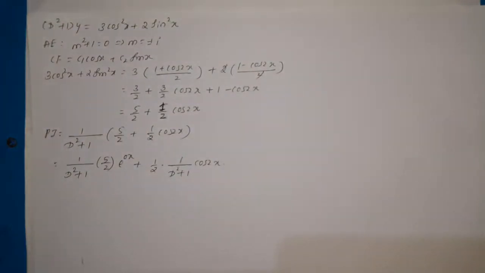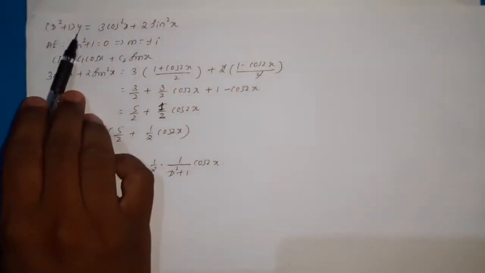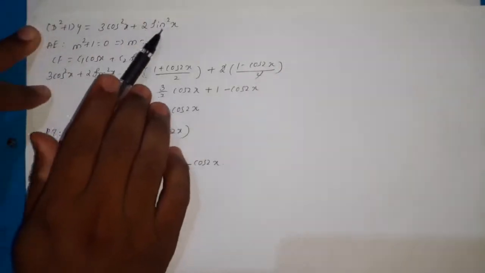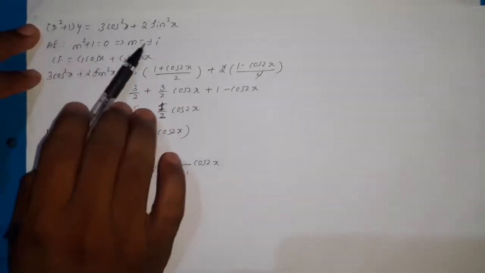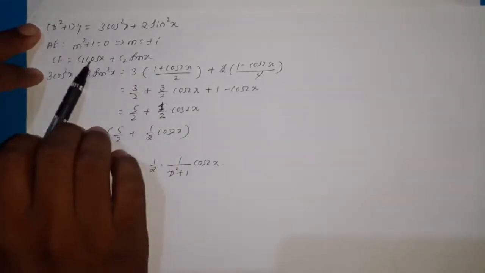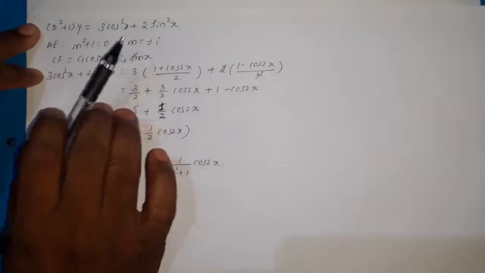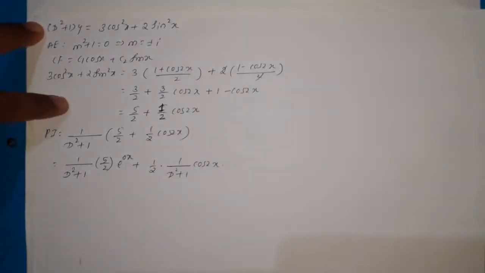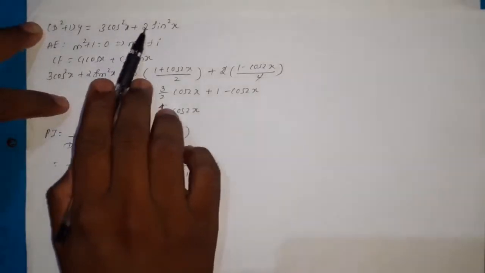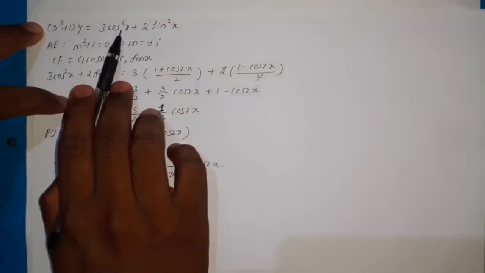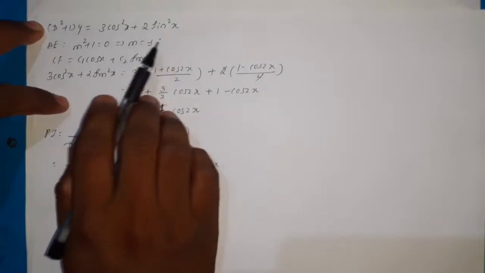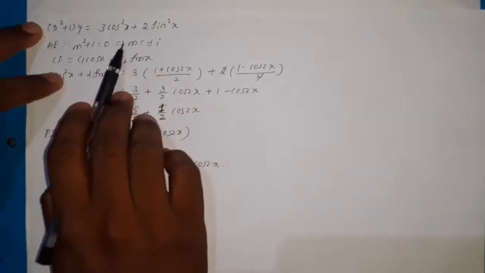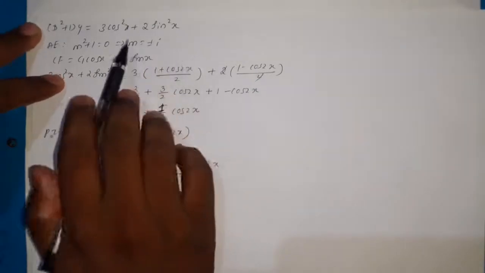Next example, d square plus 1 into y is equal to 3 cos square x plus 2 sin square x. So here the auxiliary equation is m square plus 1, m equal to plus or minus i, the complementary function is c1 cos x plus c2 sin x, that is fine. But on the RHS the function is different. Here the function is 3 cos square x plus 2 sin square x. If it is 3 cos x plus 2 sin x, we can directly split the function in the denominator and write the solution directly just by substituting d square equal to minus a square. But here it is cos square.